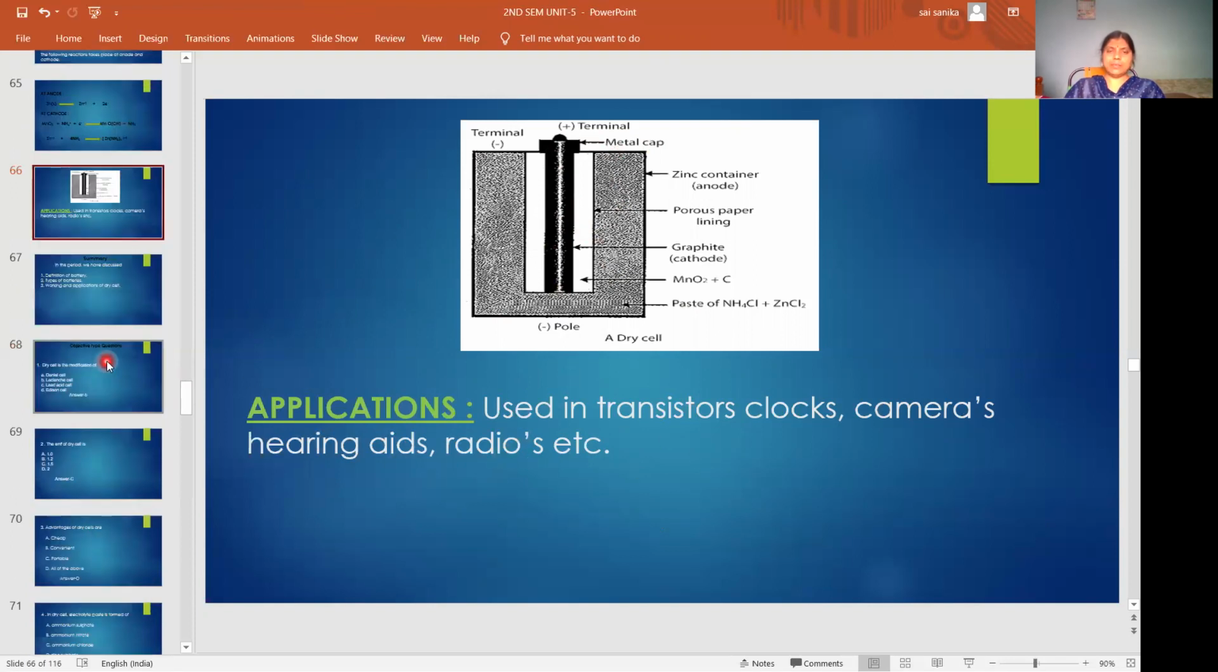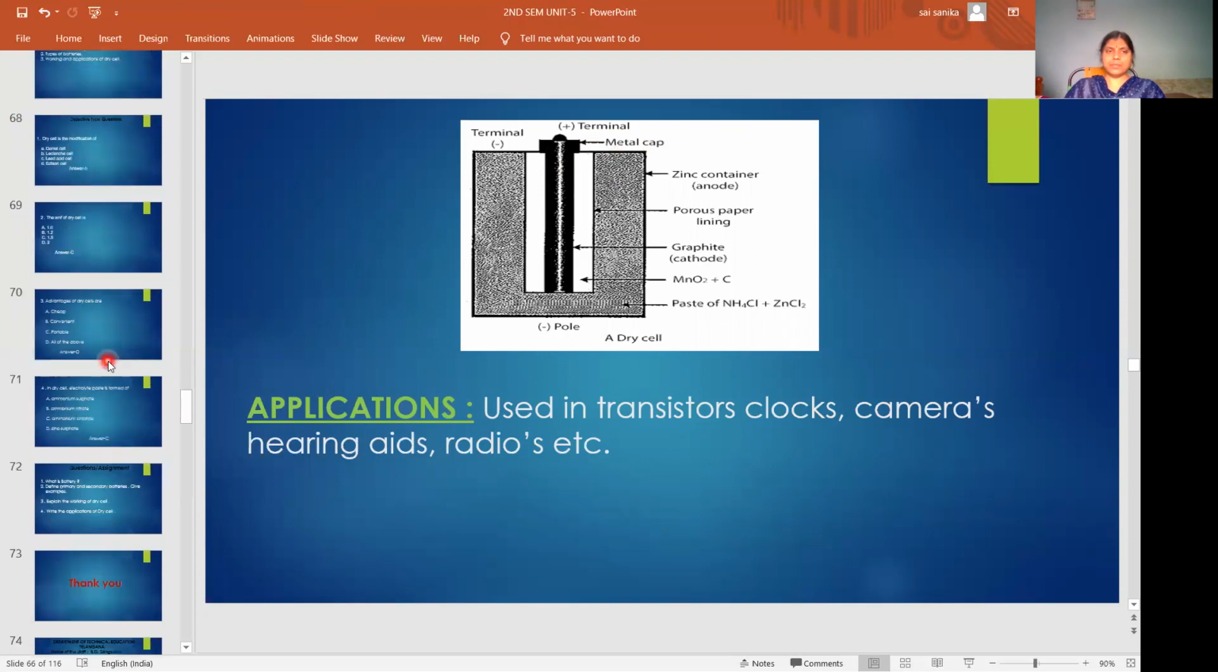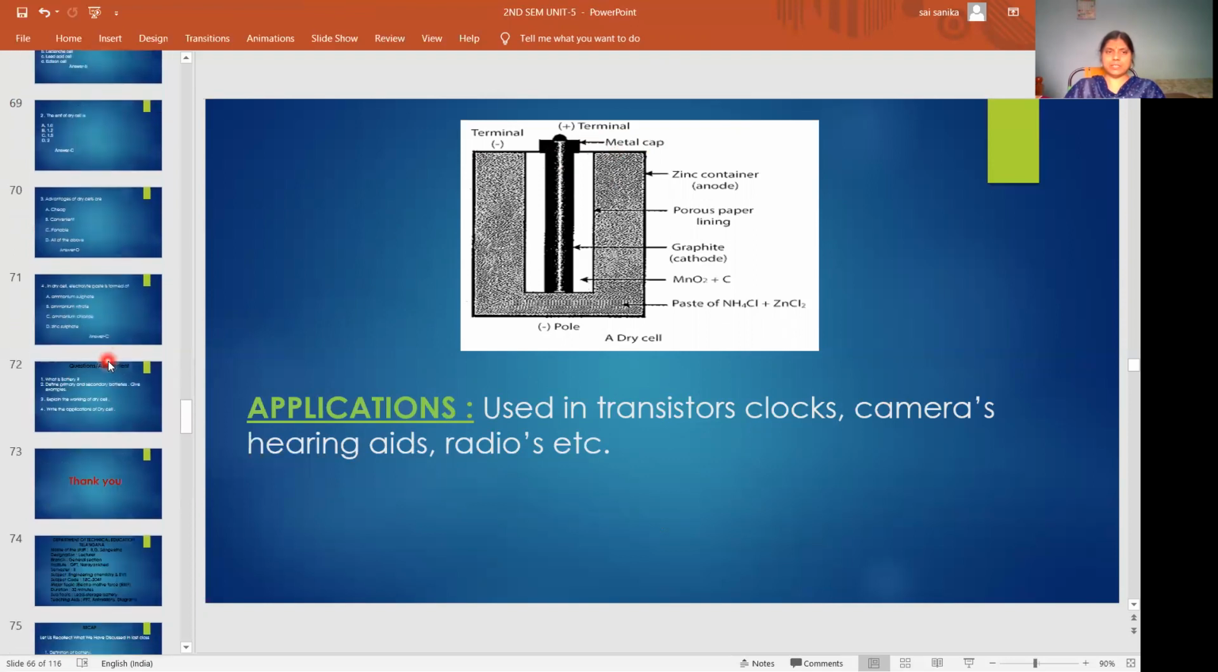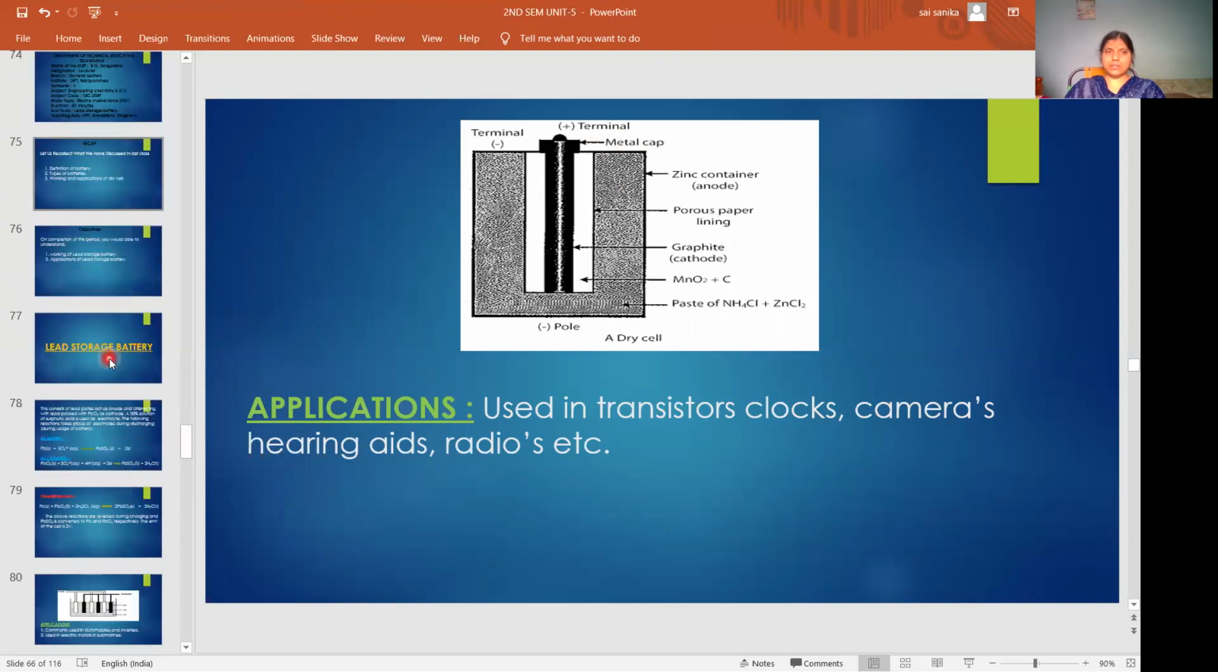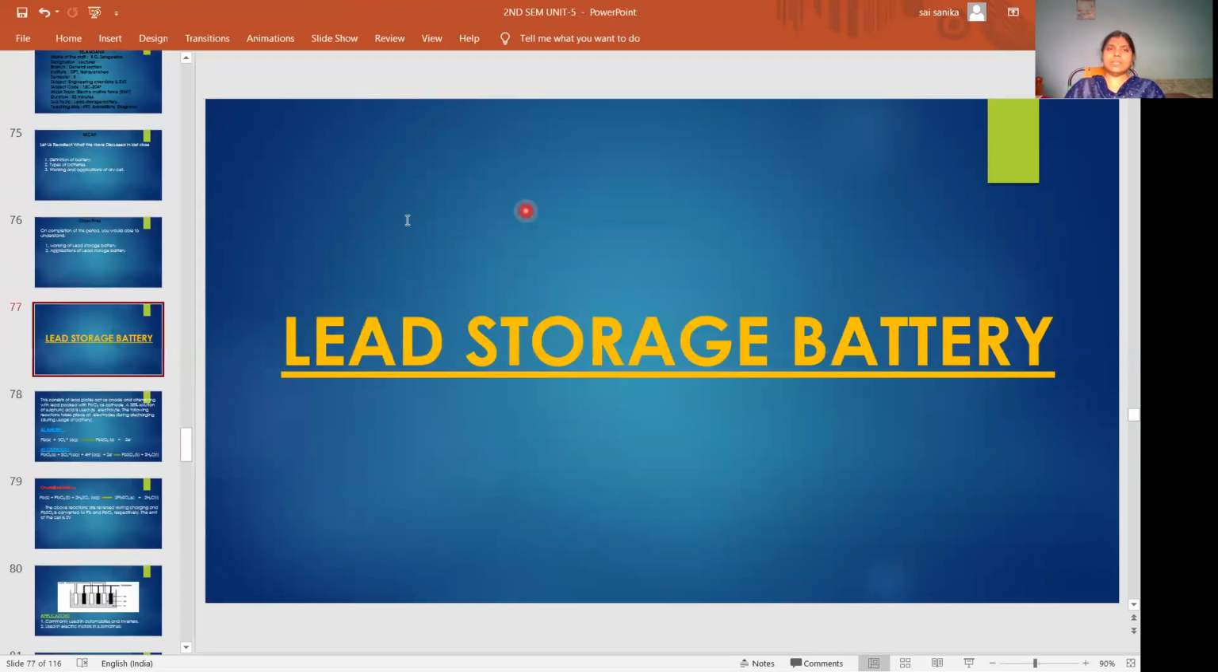Okay, this is the primary cell. This is the only primary cell you have in the syllabus. So examples for primary cell: dry cell and mercury cell, but mercury cell is not there in your syllabus. Then come to the secondary cell. So lead storage battery. This is the secondary cell. Okay, this is the first secondary cell you studied.